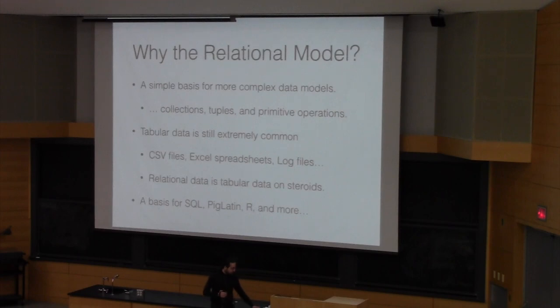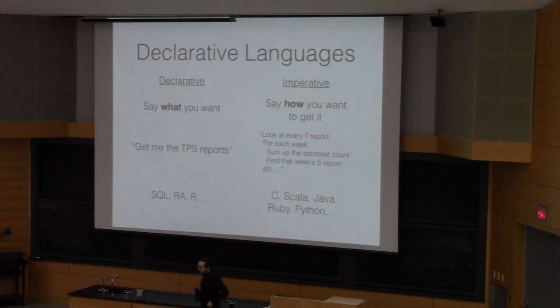Okay, so we're going to be using the relational model, and I'll describe that a little bit in the coming lectures. The other definition I want to get out of the way is this idea of declarative languages. A declarative language allows the programmer to say what they want rather than how they want it computed. So as an example, come along to my database and say, get me the TPS reports. Anyway, hands up anyone who gets the reference. Oh, not enough. Watch Office Space, good movie.